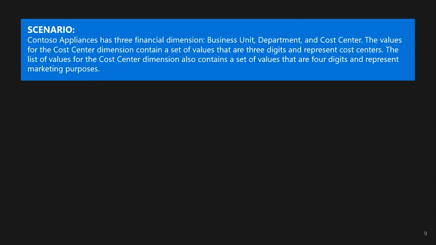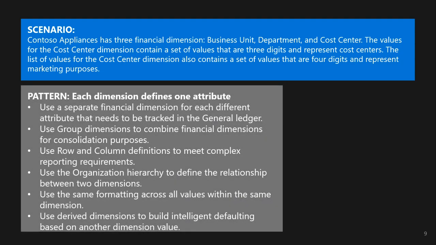So this, I think, is pretty obvious, but why don't you see if everybody's paying attention? Well, we kind of gave this one away on our first story. Each dimension should define one attribute. So I think in this example, really, we should be using 2 different dimensions.